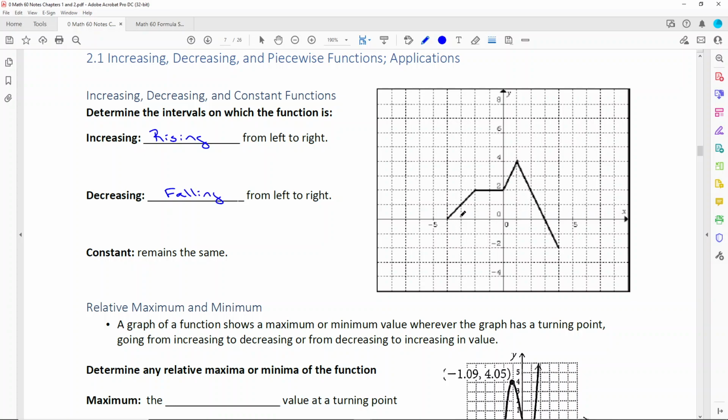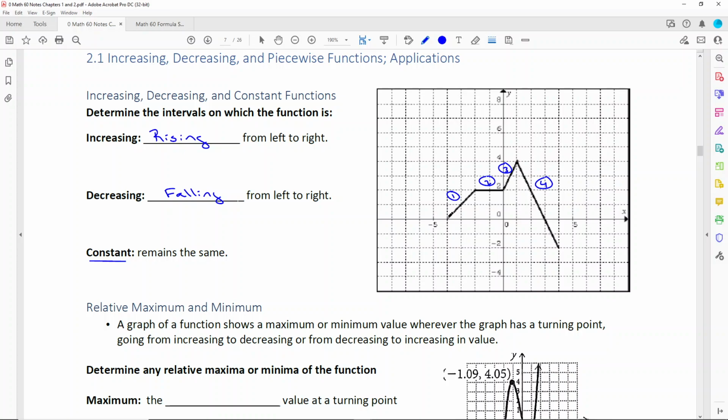And then the last word is constant, which means not changing. So if we look at this graph, you can kind of make it into segments. There's segment 1 where something's happening, there's segment 2 where something's happening, segment 3, and segment 4. And so we're going to look at what's happening over those 4 intervals.